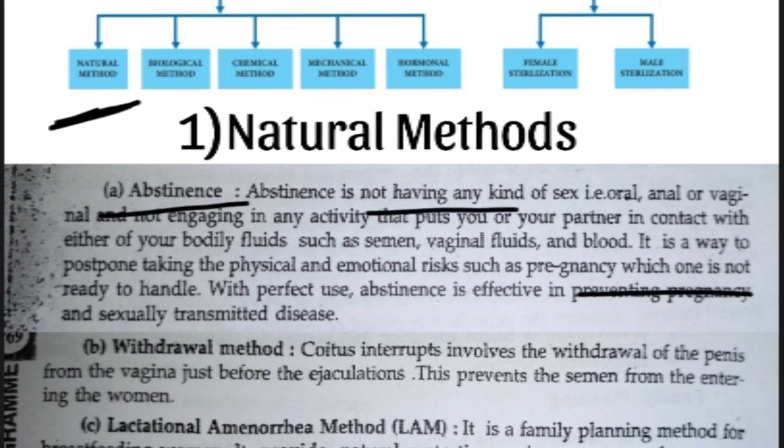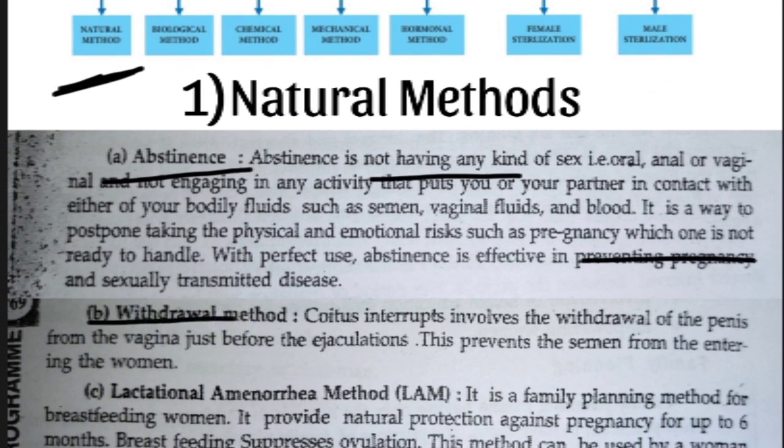And then second is withdrawal method. The couple can have intercourse without any kind of protection, but at the time of ejaculation of the sperm, the couple should withdraw the penis from the vagina. The main thing is to prevent the semen entering the woman's body. If it's not entering, then automatically pregnancy can be avoided.